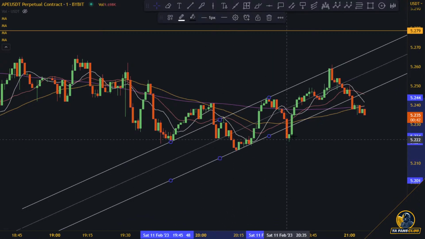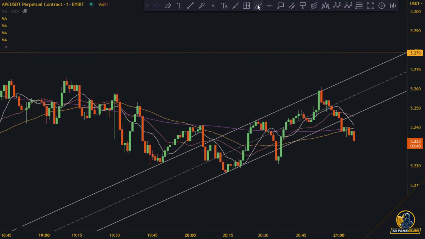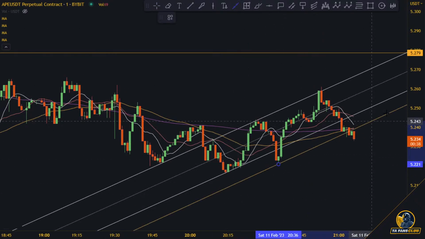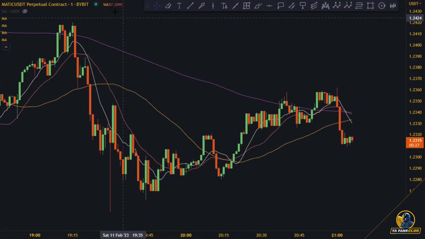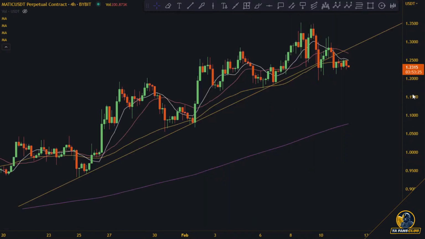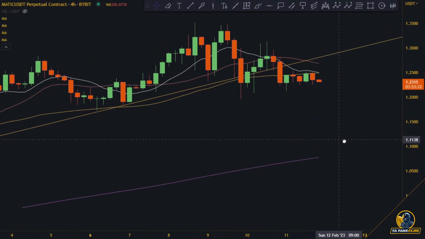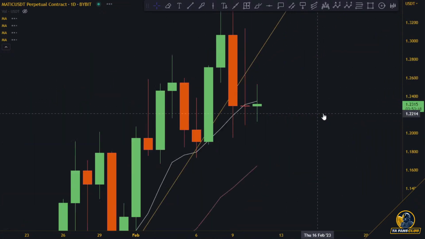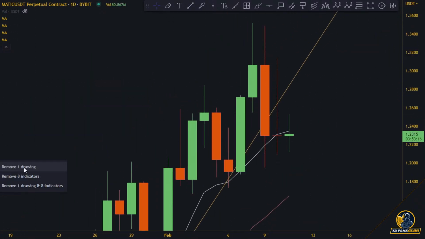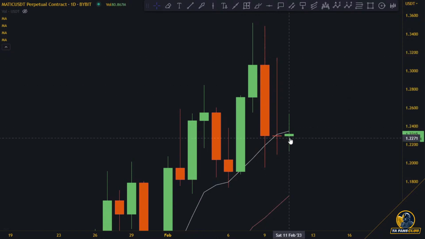Losing strength all the time. Maybe Matic long. Yeah, I would like to Matic long, Ape short, but you cannot short Matic because Matic is too bullish. And you see this doji up here. This is a very bullish doji. So I think it has a chance to pull back up.